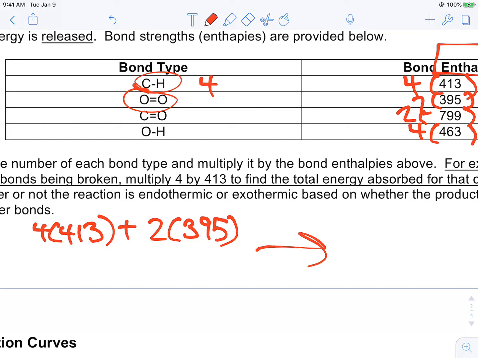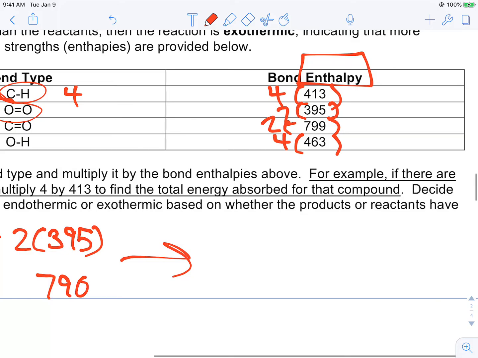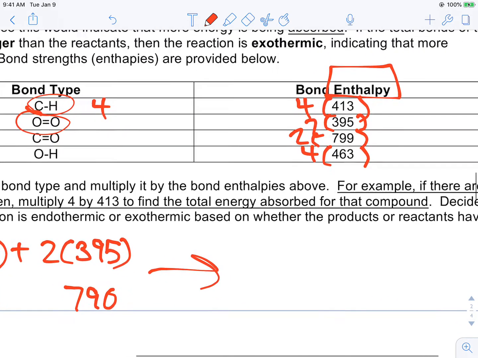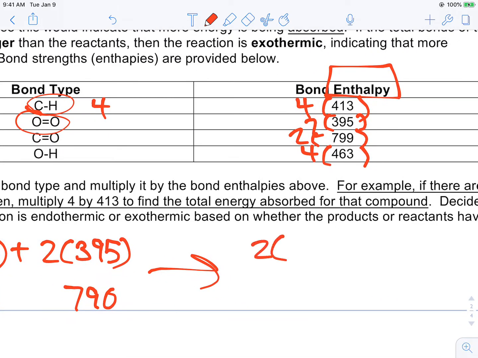395 times 2 is going to be 790. And then 4 times 413 is going to be 1652. And then if we go over here to the right side, we're going to check out 2 times 799. It's going to be 1598. And we're going to add that to 4 times 463.